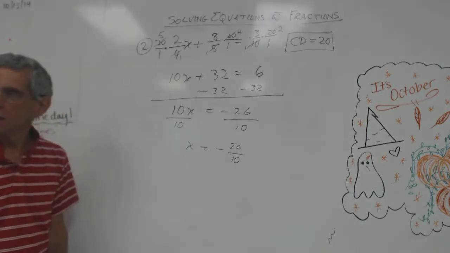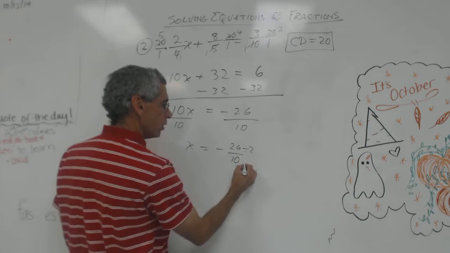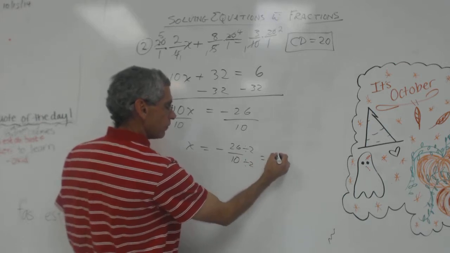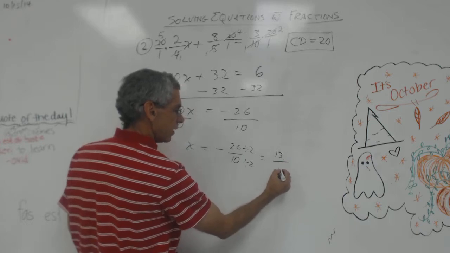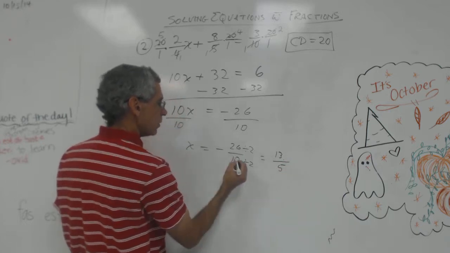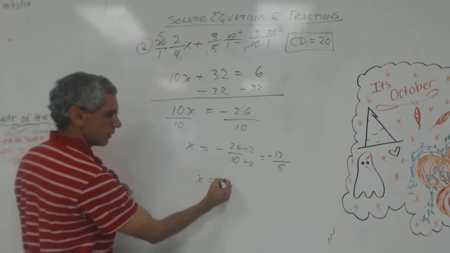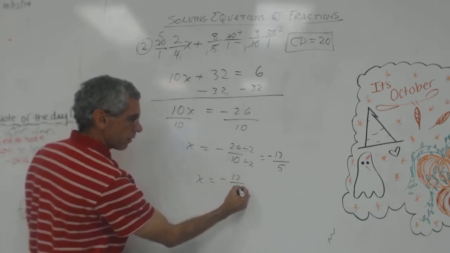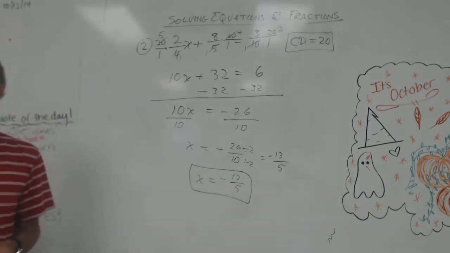No. What do I do? Reduce. Divide by 2. So I got 13 over 5. Oh, there's a negative in there. All right, so I got x is equal to negative 13 over 5. Okay? Fist of 5, you get it?